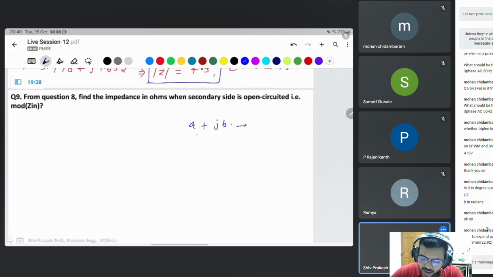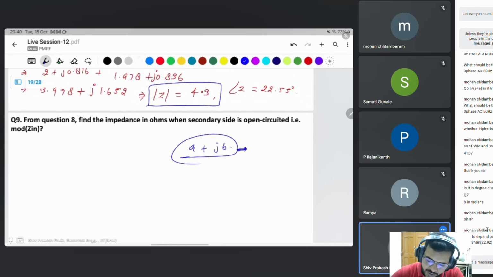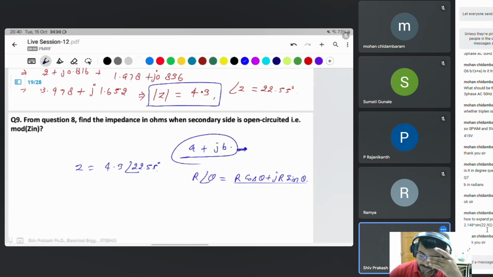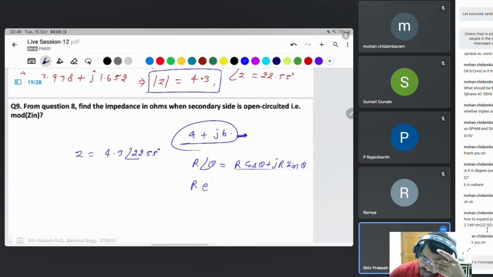Same thing. If you find this one, mod of z is equal to 4.3 at an angle of 22.55, or at angle theta you can replace this with cos theta plus j sin theta. Same thing, this one is represented as e to the j theta. This represents only the angle. It's also known as polar form. The angle representation is j theta, where theta is the angle.